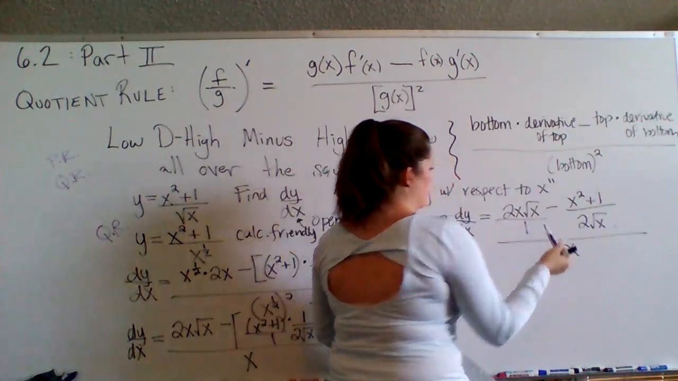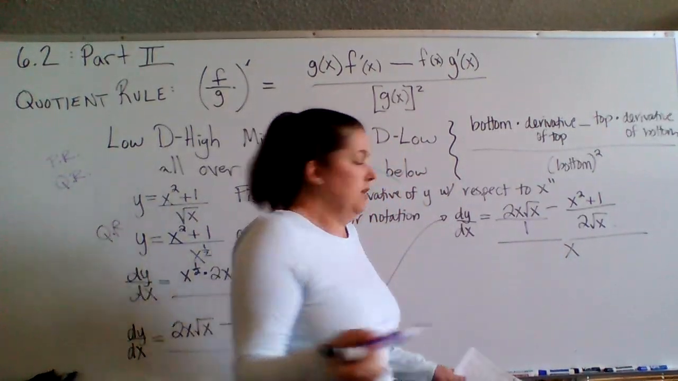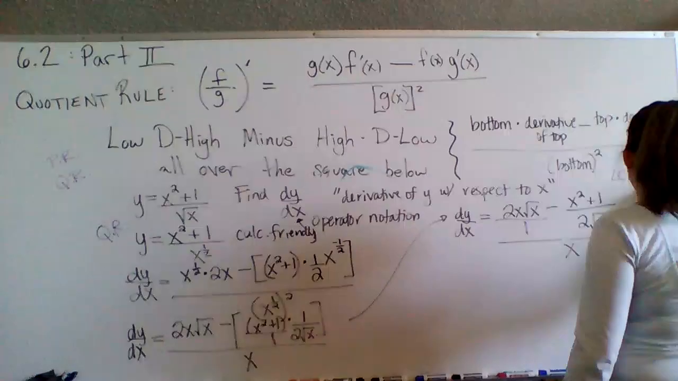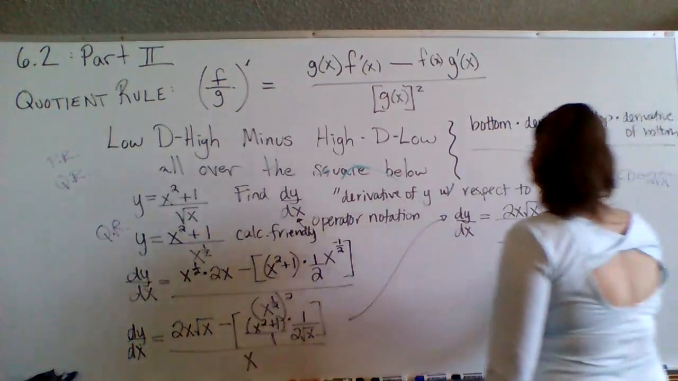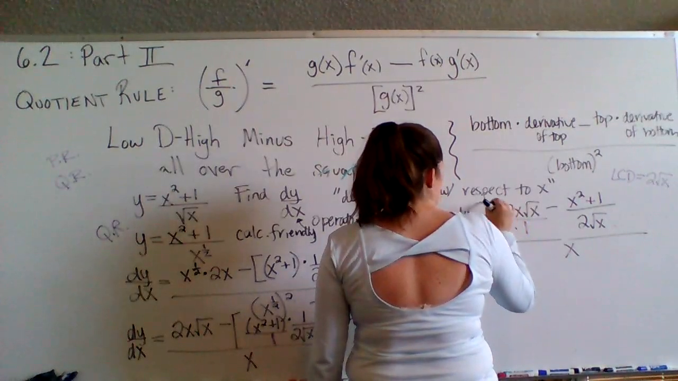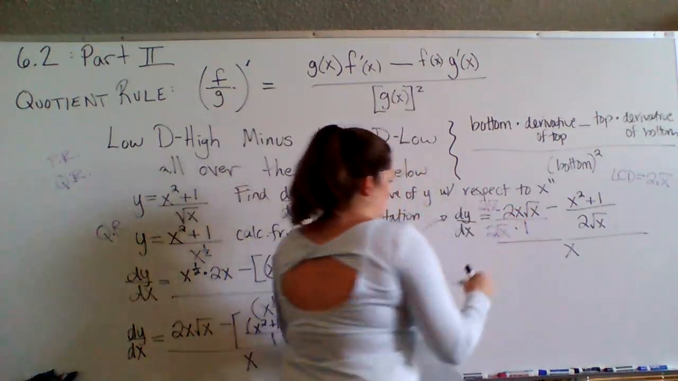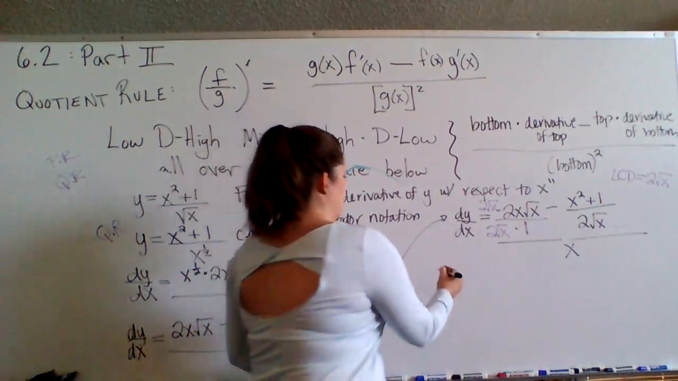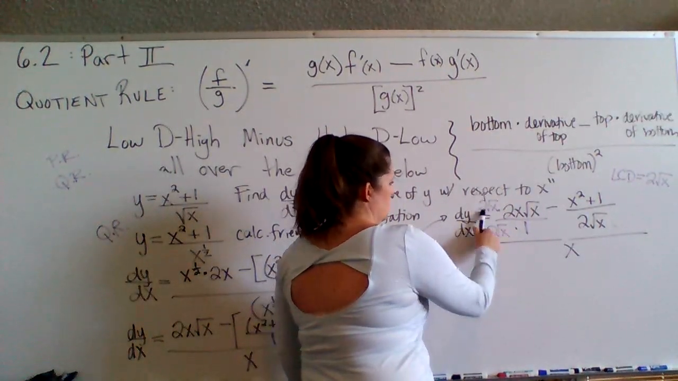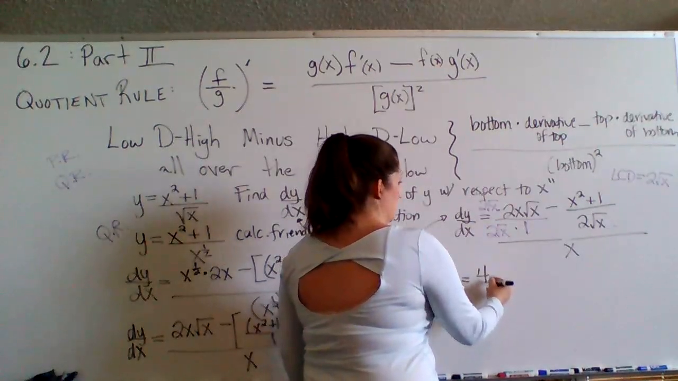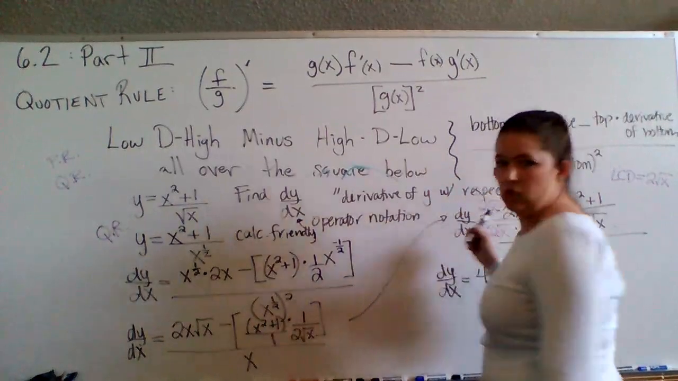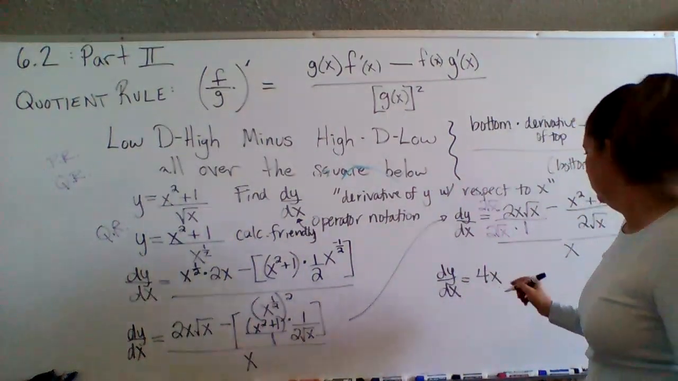And to subtract fractions, we might need an LCD. So what is our LCD? Our lowest common denominator would be 2 square roots of x. This one has that, this one's missing that. So I'm going to multiply by 2 square roots of x in the numerator and denominator to produce my LCD. So that would give me dy over dx equals, 2 times 2 would give me 4. This x would still be there. Isn't the square root of x times the square root of x just x?